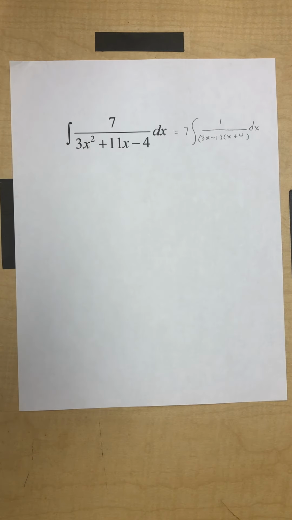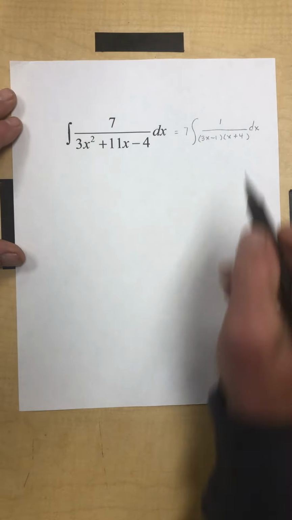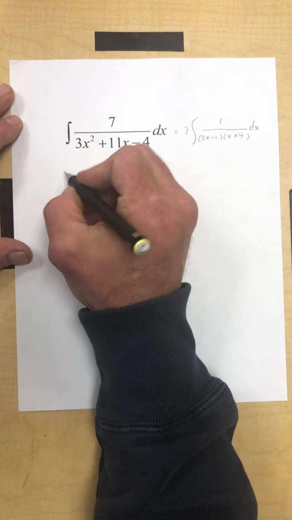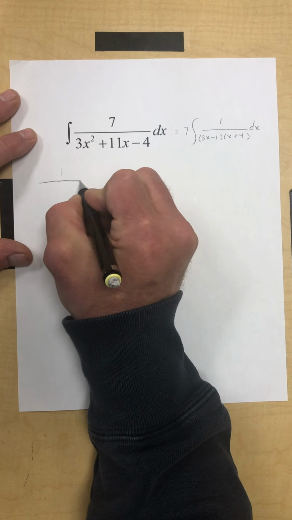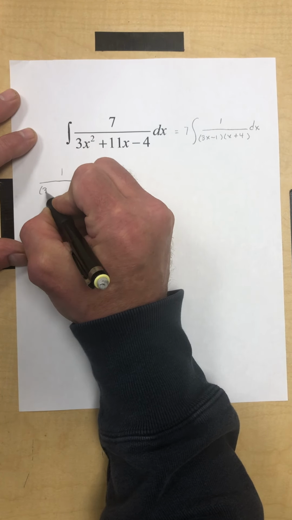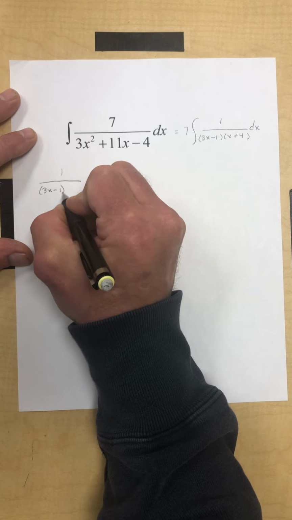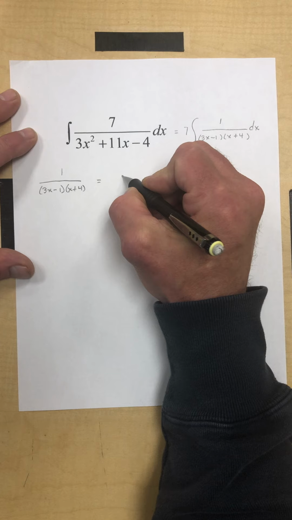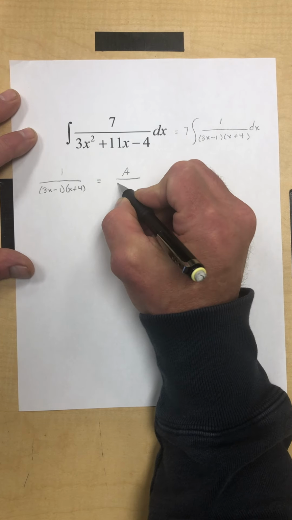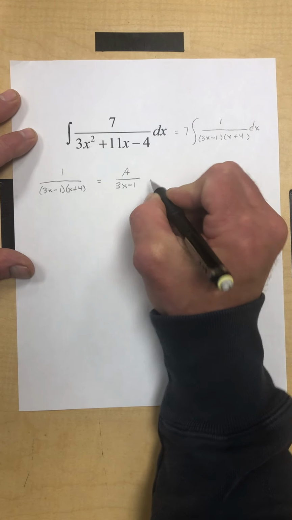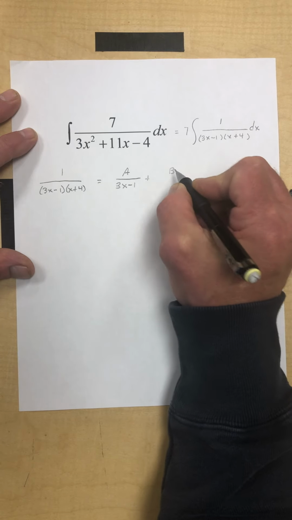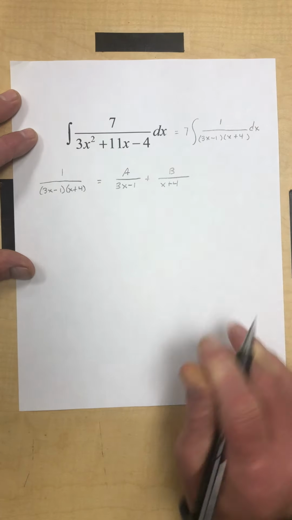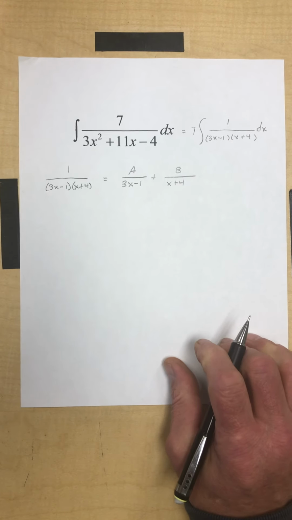All right, so I've got to find a way to deal with this guy. We've got 1 over 3x minus 1 and x plus 4. I know that's going to be some constant a over 3x minus 1 plus some constant b over x plus 4, when I do my decomposition.